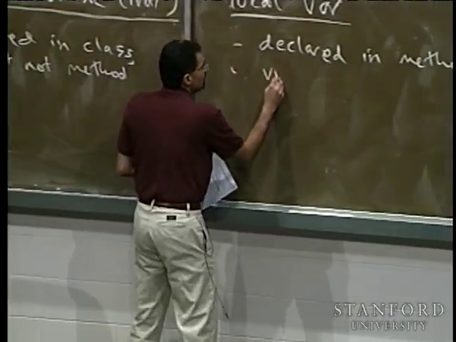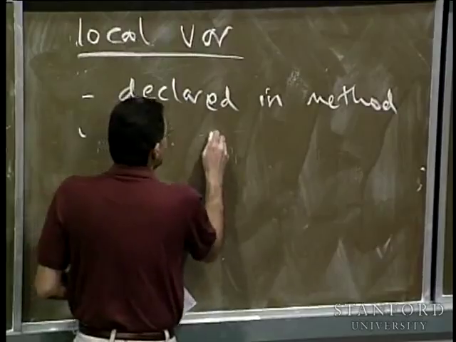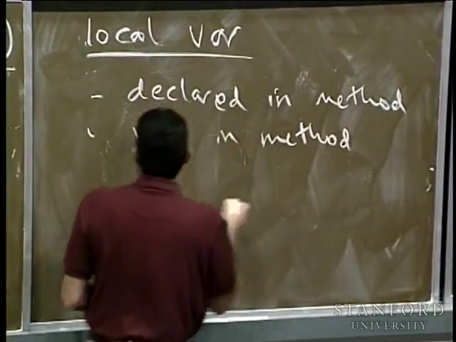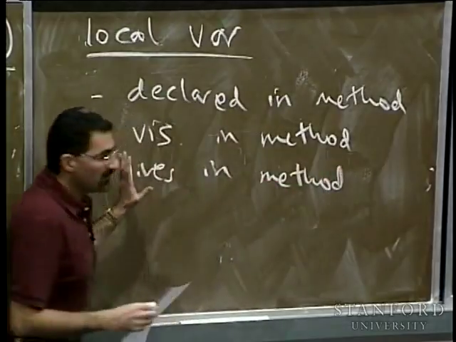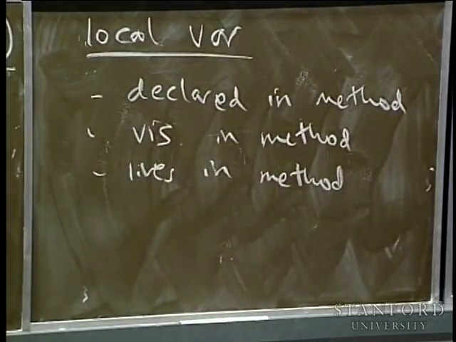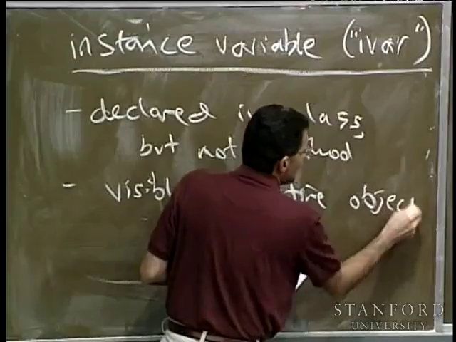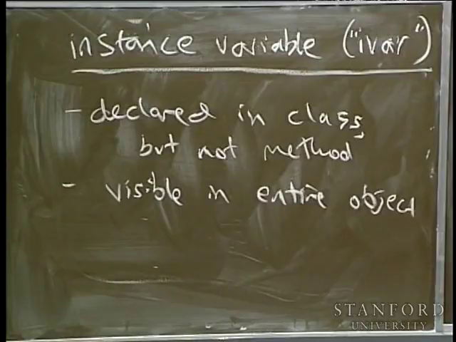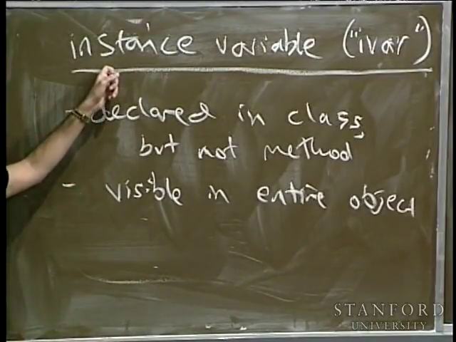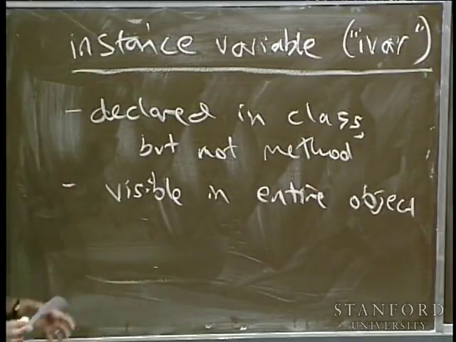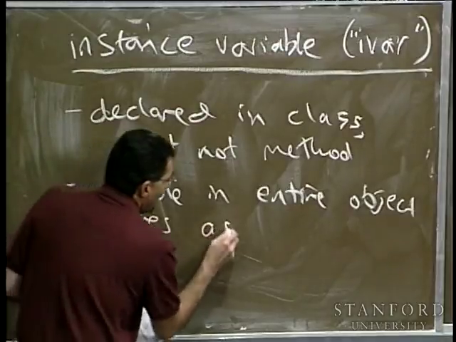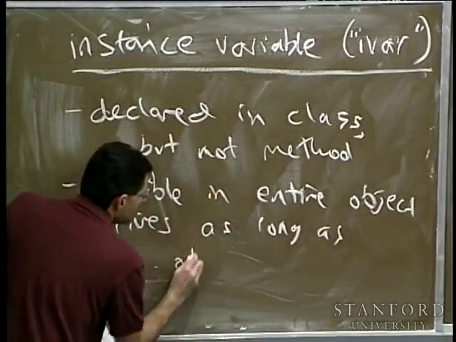So this guy is only visible, in terms of its visibility, which we'll just call viz, in the method. And as a matter of fact, its lifetime, it only lives in the method. And when the method is done, the scope of this variable is basically gone and it goes away. These are visible in the entire object. So in the class in which they are declared, when you create an object of that class, you get an instance variable. For every instance variable declared, you get one, and it's visible in the entire object. That means it lives as long as the object lives.